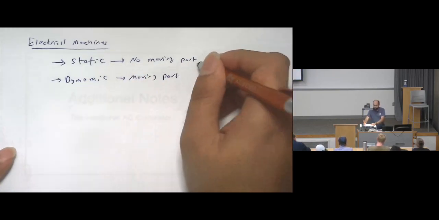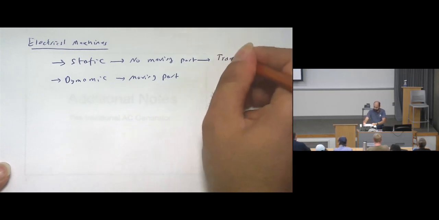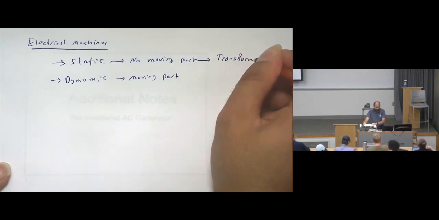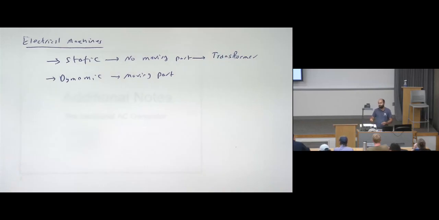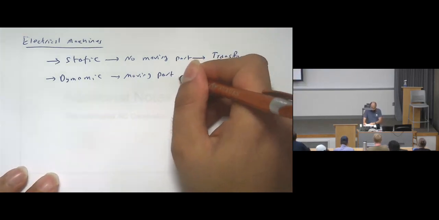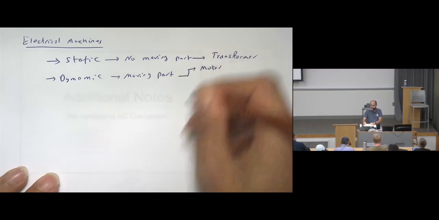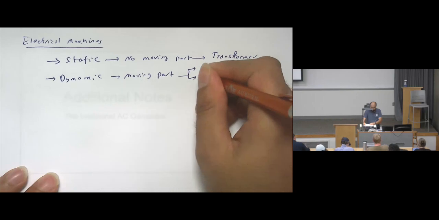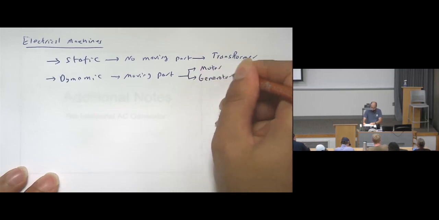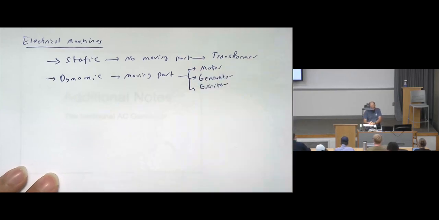One example of a static machine, with no moving part, is the transformer. The transformer transfers voltages from one level to another, and we don't have any moving part, there's no motion. While the dynamic machines, the ones with moving parts, can be a motor that's rotating or moving. It can be a generator, which is also moving. It can be something called an exciter, which also has moving parts.